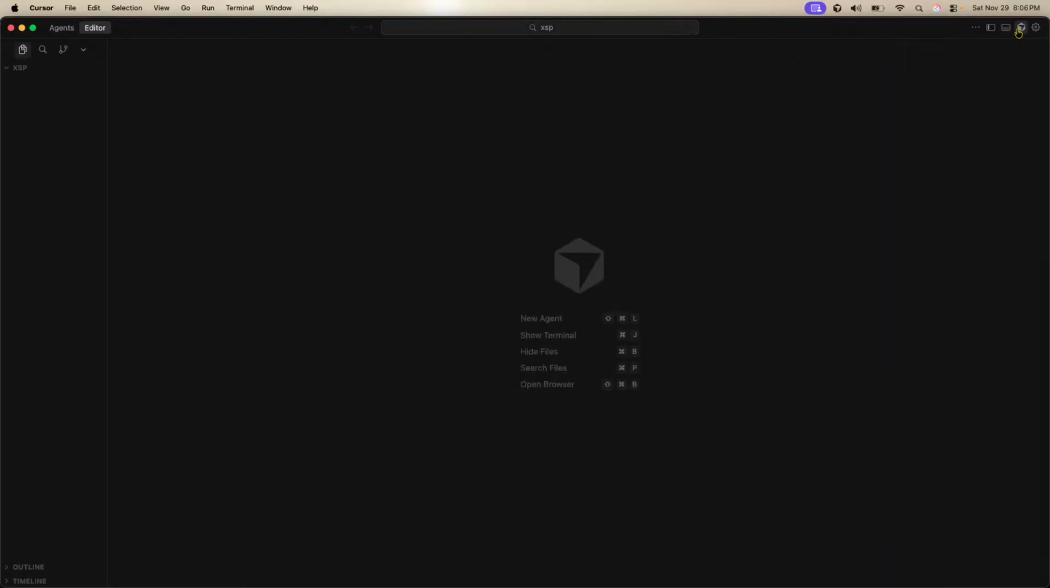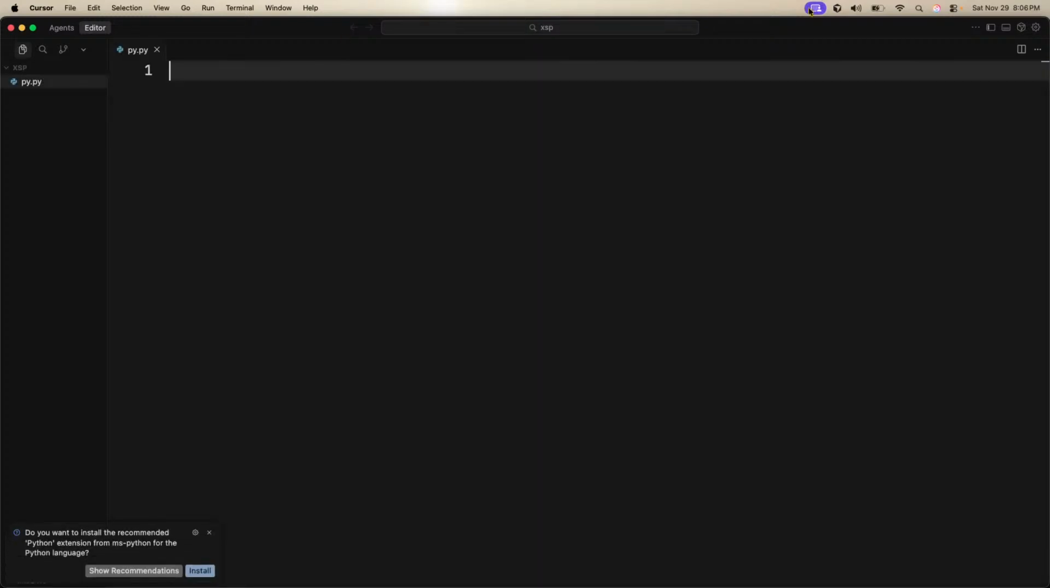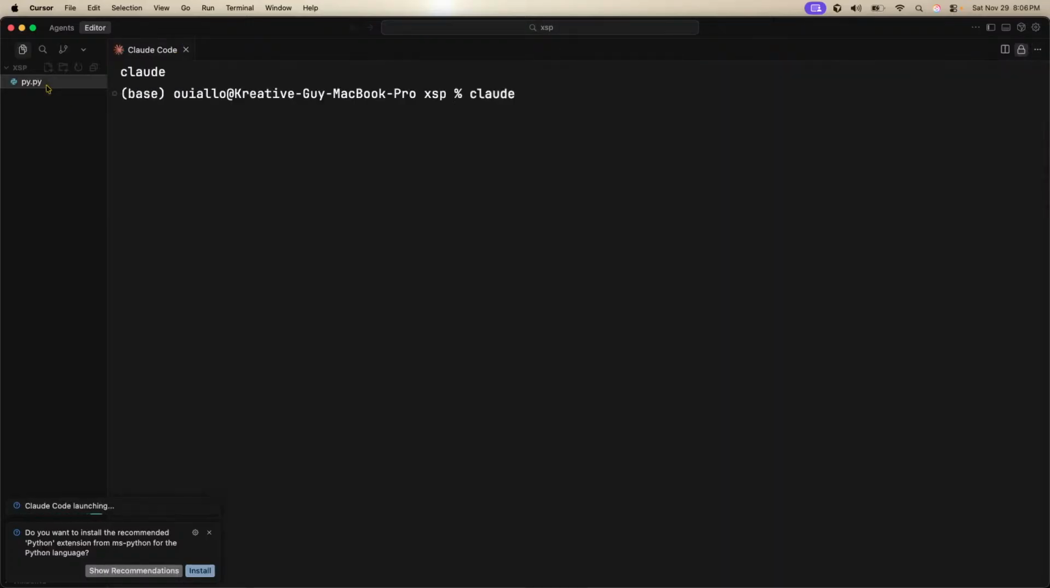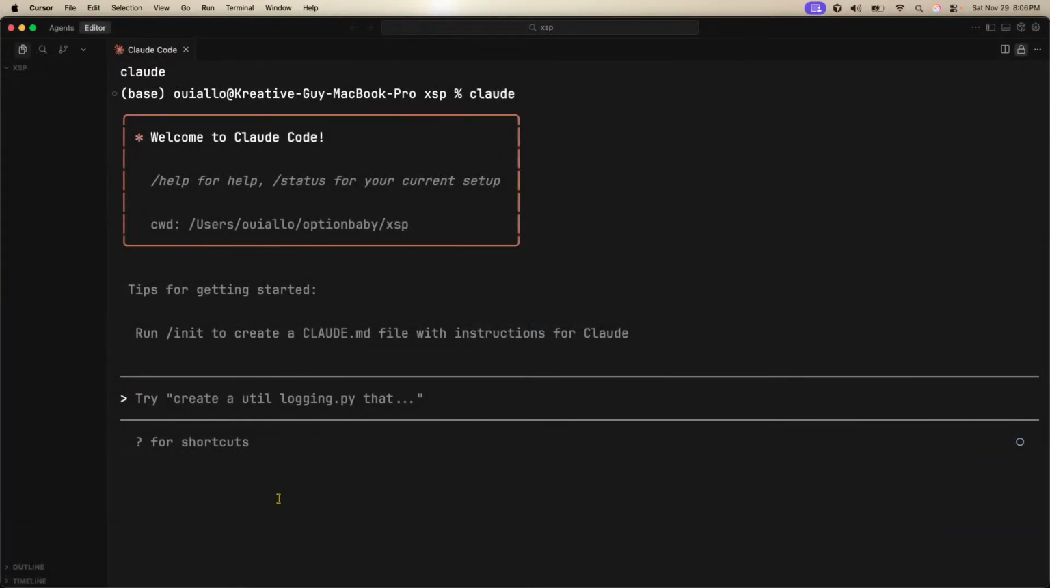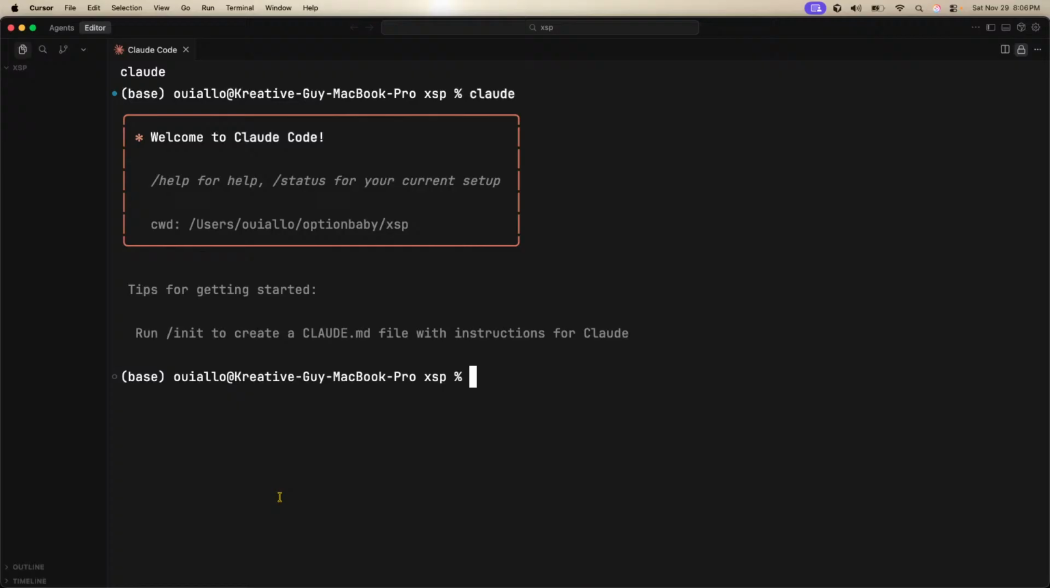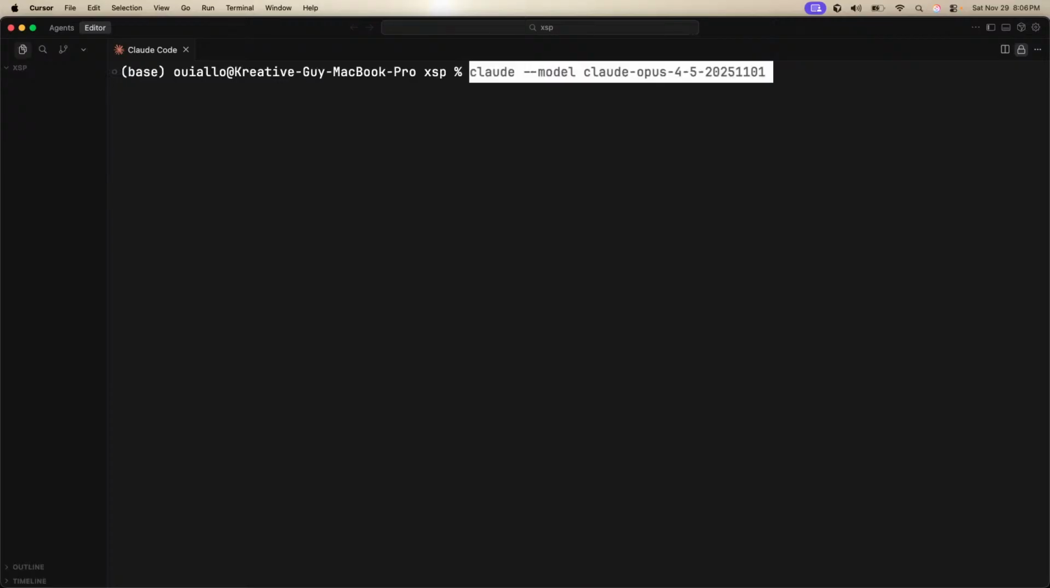I'm not using Cursor's AI. We're going to be using Claude Code, and this is the way I open it up. I haven't found another way to be able to get this little thing here to populate. So that's fine. I'm going to delete the file. And what we're going to be using is Opus 4.5. So we're going to hit enter.